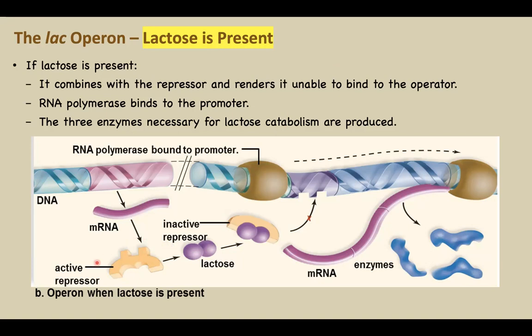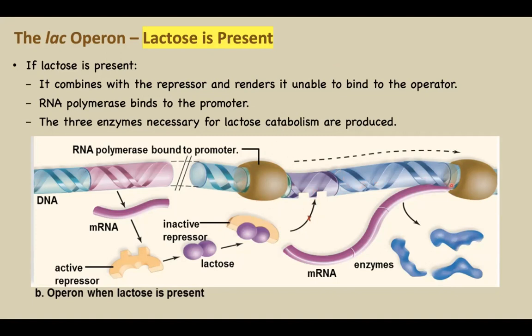So active repressor, if there's lactose around, lactose will bind to the active repressor, making it inactive by changing its shape. Okay, bila dia dah tukar shape, dia tak boleh bind to the operator. So this is the operator. Okay, bila dia dah tak boleh bind, dia tak boleh stop the transcription. So the RNA polymerase can now bind to the promoter. Okay, so when it binds to the promoter, then transcription can happen.